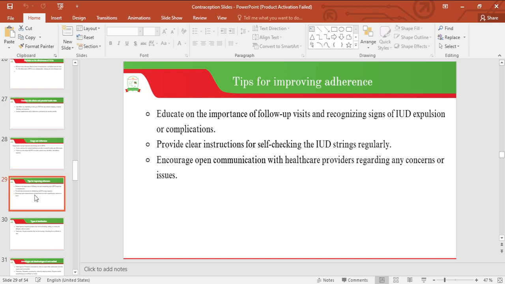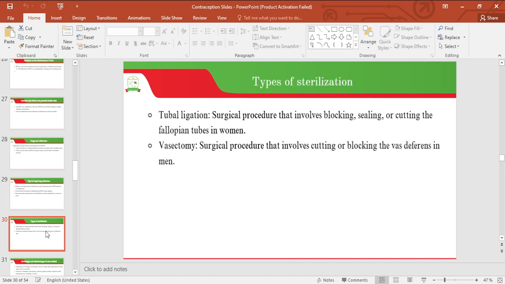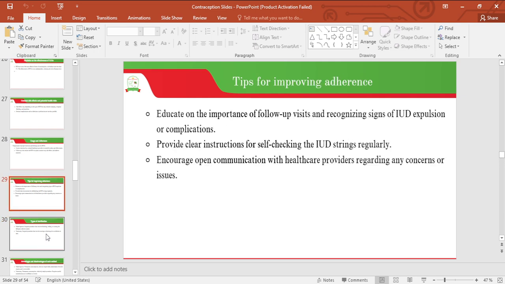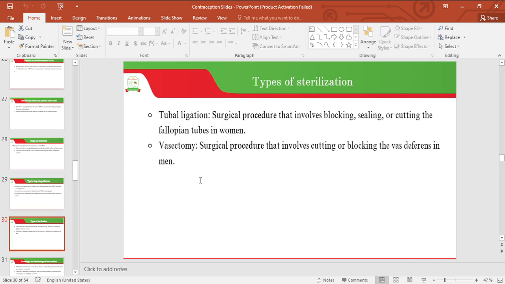So, it is important to encourage open communication with healthcare providers regarding any concerns and issues. Let's move on to another type of contraception method. We have types of sterilization.